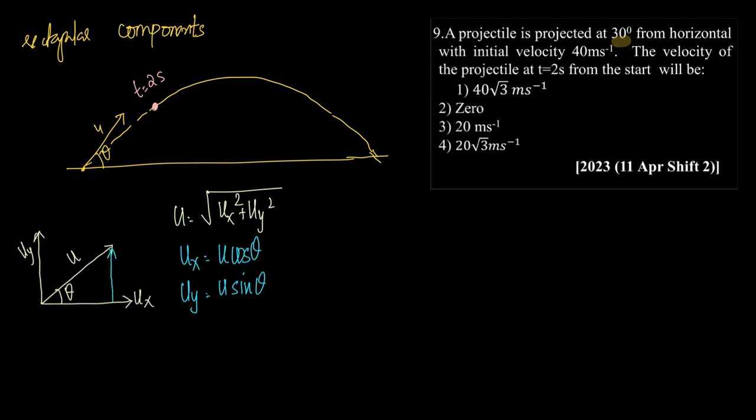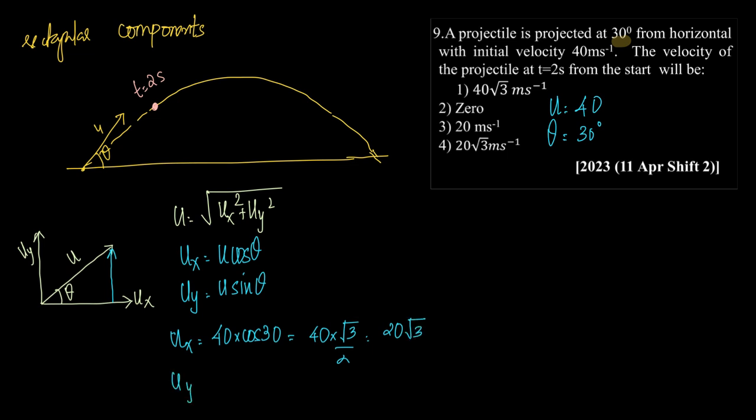Now, if ux is equal to u cos theta and uy is equal to u sine theta, what is the given value of u here? Given value of u is 40 meter per second, and the given value of theta is 30 degrees. Let us bring that here. So what is ux equal to? Ux here will be equal to 40 into cos 30, which is equal to 40 into root 3 by 2, or 20 root 3.